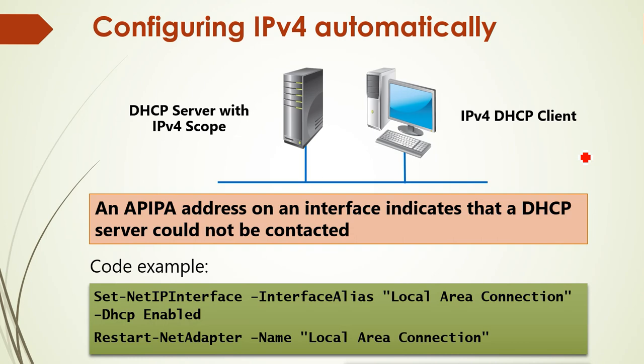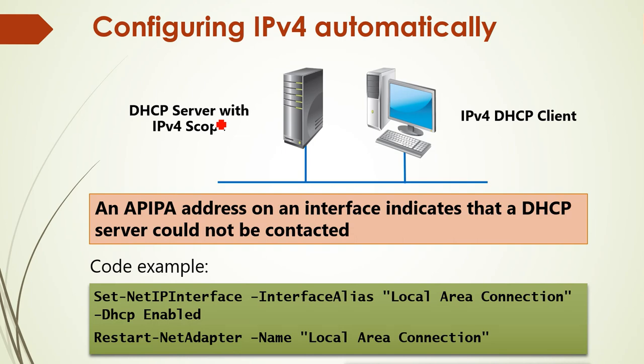Then we can configure the IP addresses automatically also. Automatically means we will get the IP address from the DHCP server. A DHCP server is a server which configures the IP address information on the client. So if the client machine wants an IP address, it will send a request to the DHCP server, and then the DHCP server will allocate the IP address.